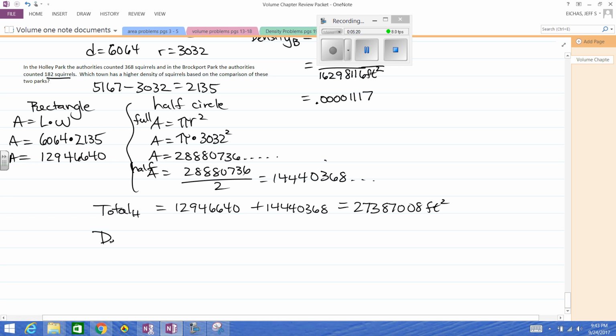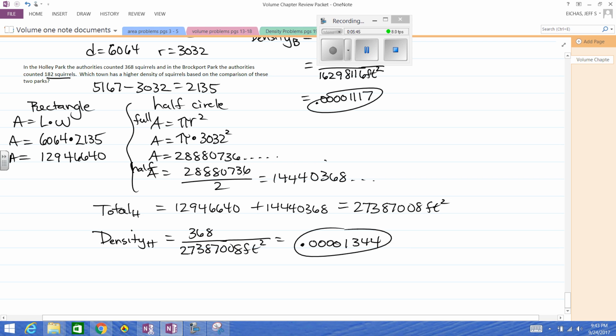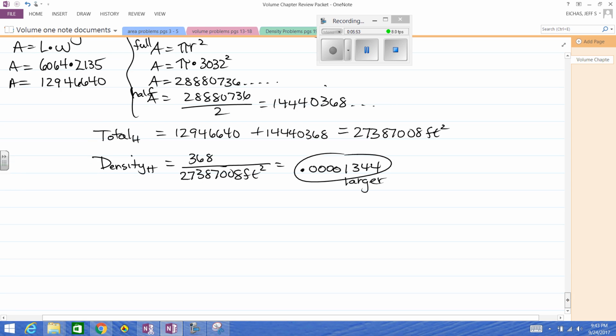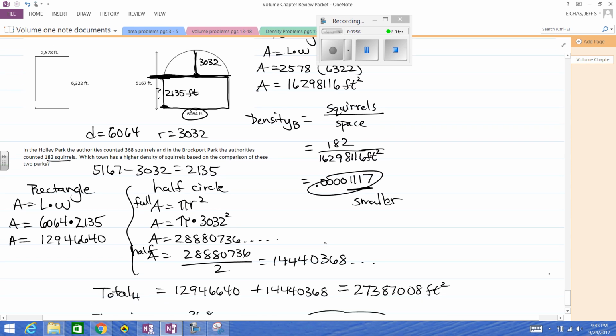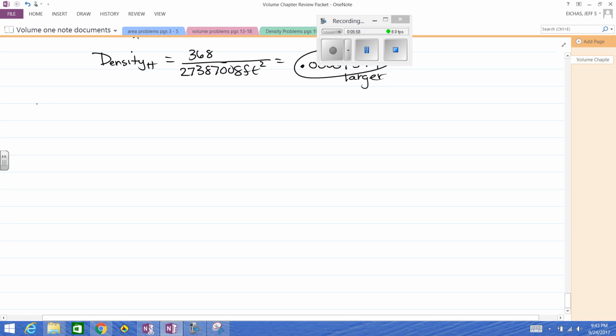Now we've got the density. The density for Holly, what are we looking at here? It looks like 368 squirrels over 27,387,008 square feet. When I did this, I ended up with, again, four zeros with a 1344. Now, comparing the two, this one's a little bit smaller and this one's a little bit larger, so it looks like Holly does have the higher density of squirrels.